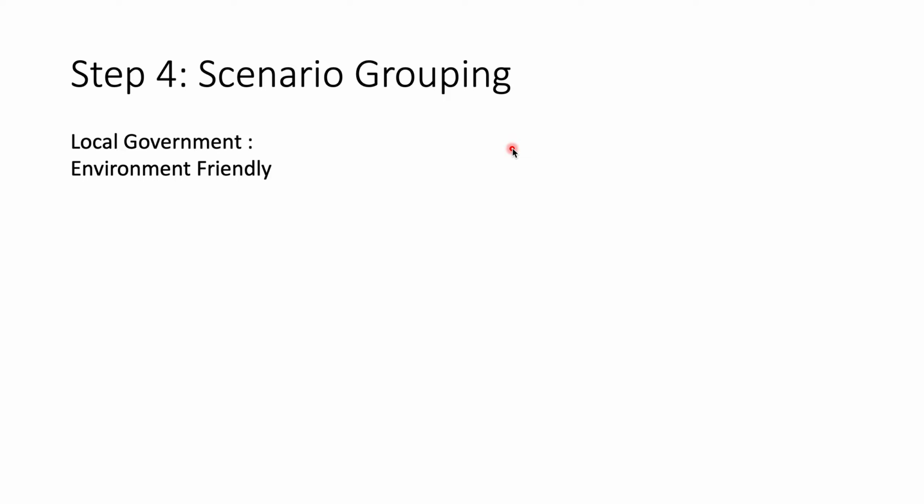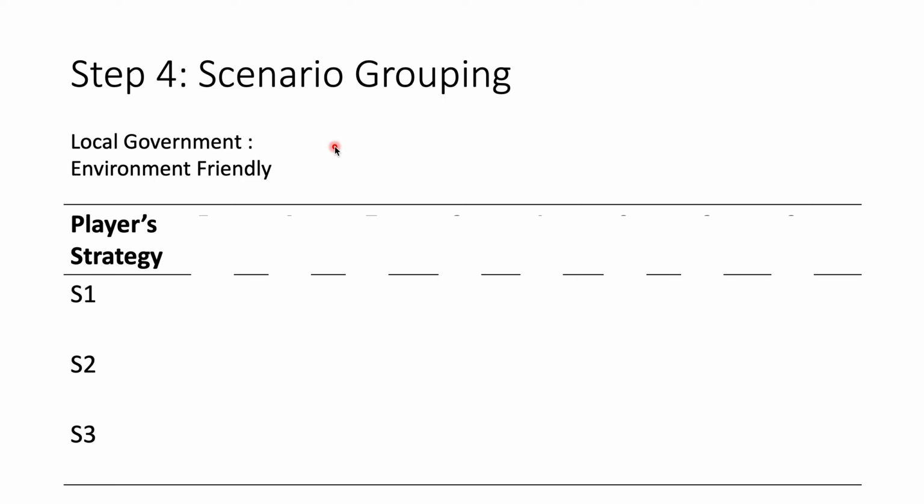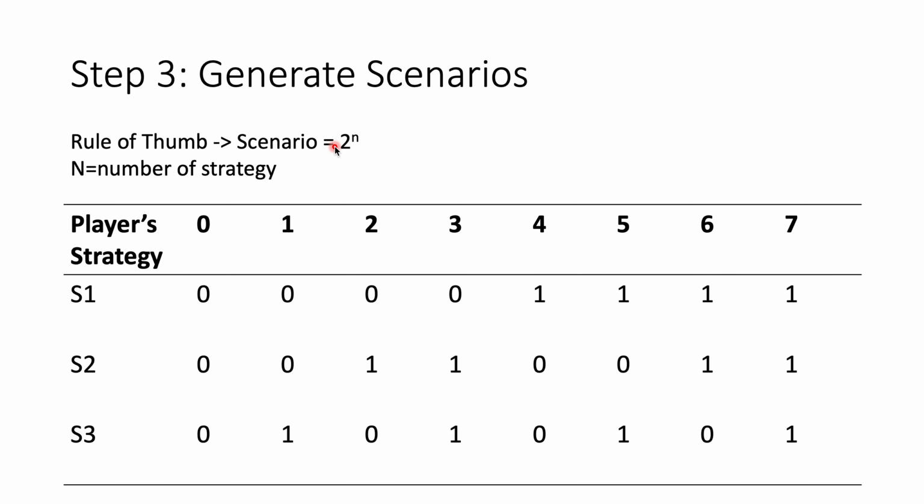Next, on step 4, we will do scenario grouping. First we will look from the local government perspective. What we want is to be more environmentally friendly. So from the scenarios that we have, we choose the scenarios which will be the most preferable for the local government. By logic, it would be scenario 4, 5, 6, or 7, because they contain the number 1, which means the local government can implement their strategy, which is to limit the number of motorcycles.